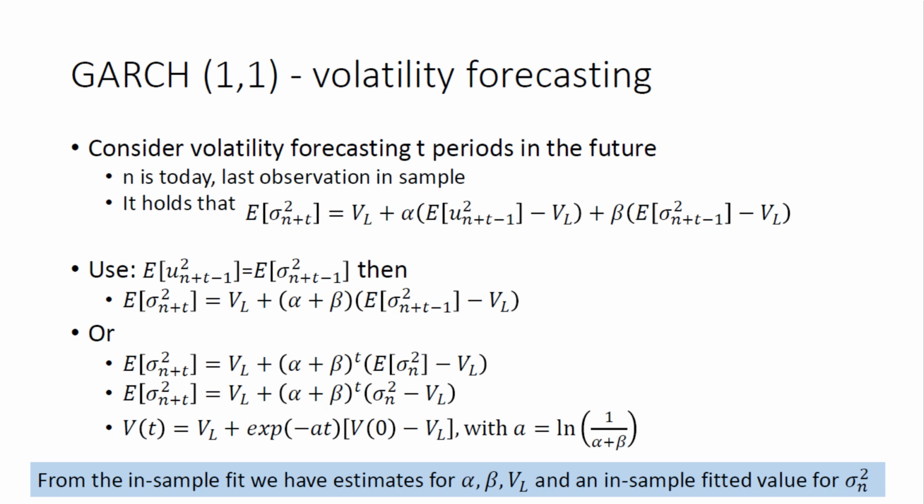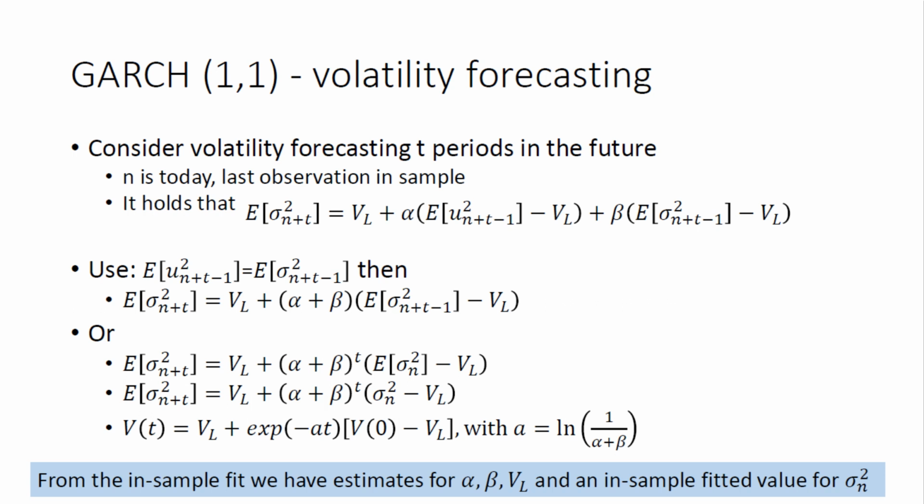And if I reiterate this iteration, I could in the end find a relationship between the expected variance at time n plus t and the expected variance at time n. And the relationship is simply that you have the long-term unconditional variance, the VL, plus alpha plus beta to the power t times the expected value of sigma n squared minus VL. A reiteration of the previous formula.